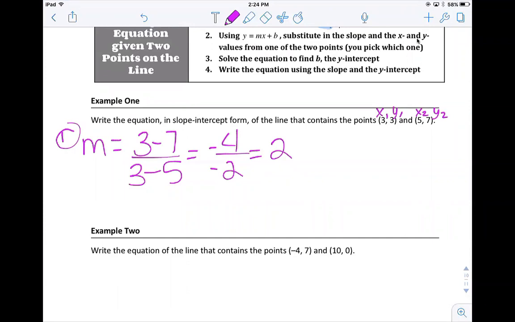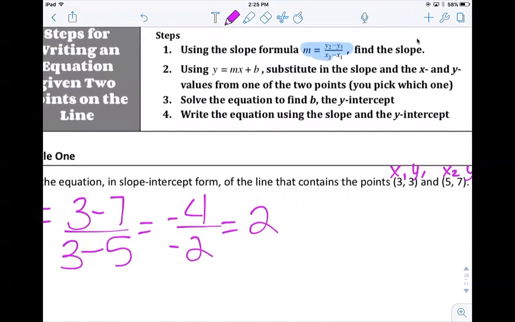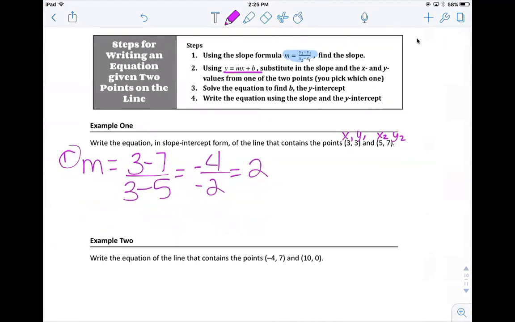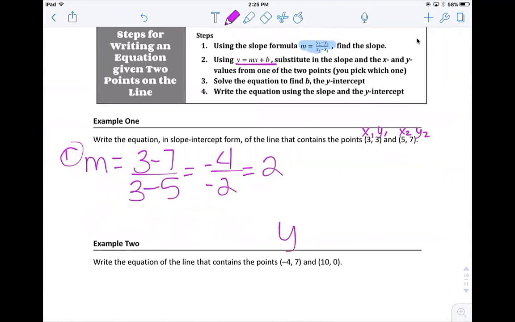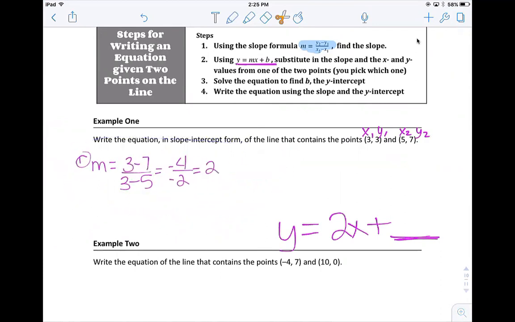So what I'm going to suggest is that we set up our answer. And remember, your answer is going to be in this format, y equals mx plus b. Well, right now, we already know our m. So I'm going to set that up. I'm going to have y equals, my m is 2. So we'll have 2x plus, now we need to find out what this missing y-intercept is. So that's what we're going to do next.